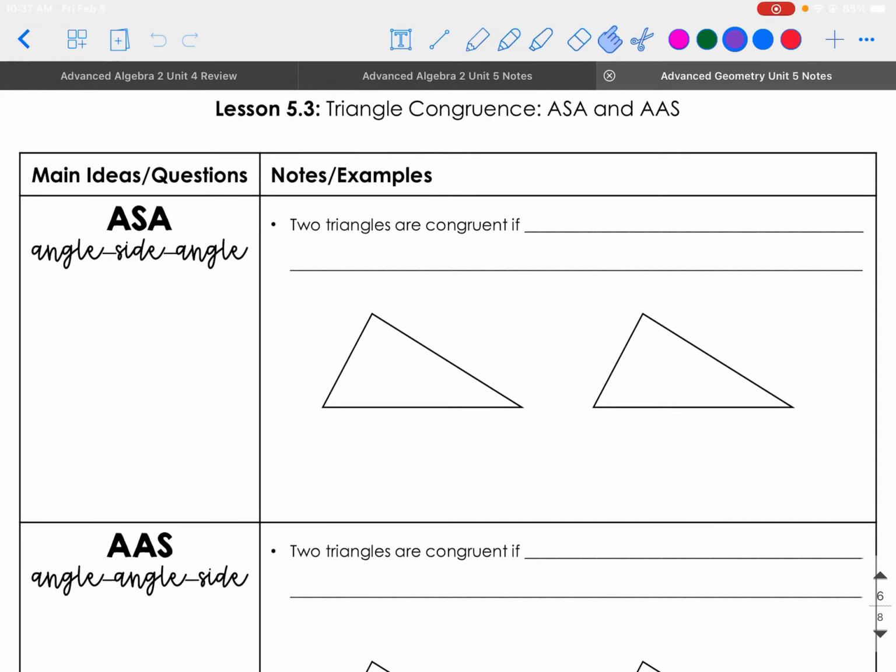Hey guys, in this video we're going to be moving on to lesson 5.3, which is over the next two triangle congruencies, so ASA and AAS. For ASA, we can say that two triangles are congruent if two angles and the included side are congruent.